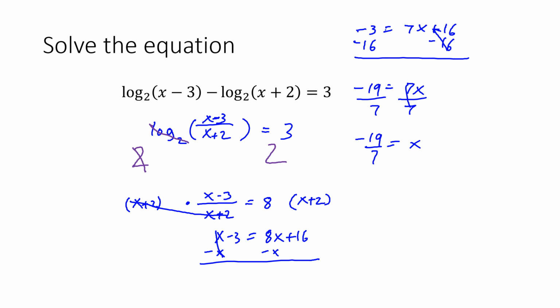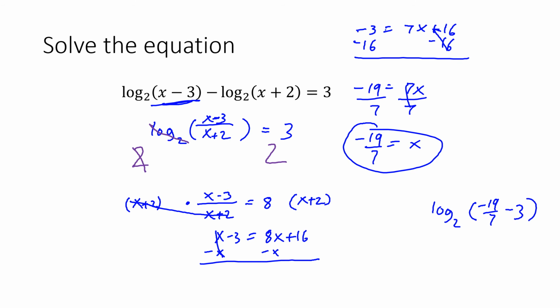So we should check if this is a solution or not. Notice that if we put this value in here, what would happen? We would have log base 2 of negative 19 over 7 minus 3. But when we finish the subtraction, we'd have a negative number. So remember, this cannot be negative. It always has to be positive. So what does that say? That means that what we have here is not a solution. So we're going to say that there is no solution.